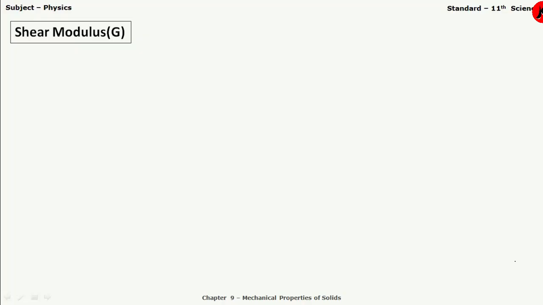Now the second type is shear modulus, which is denoted by the symbol G. Now what is the definition of shear modulus? It is very simple.